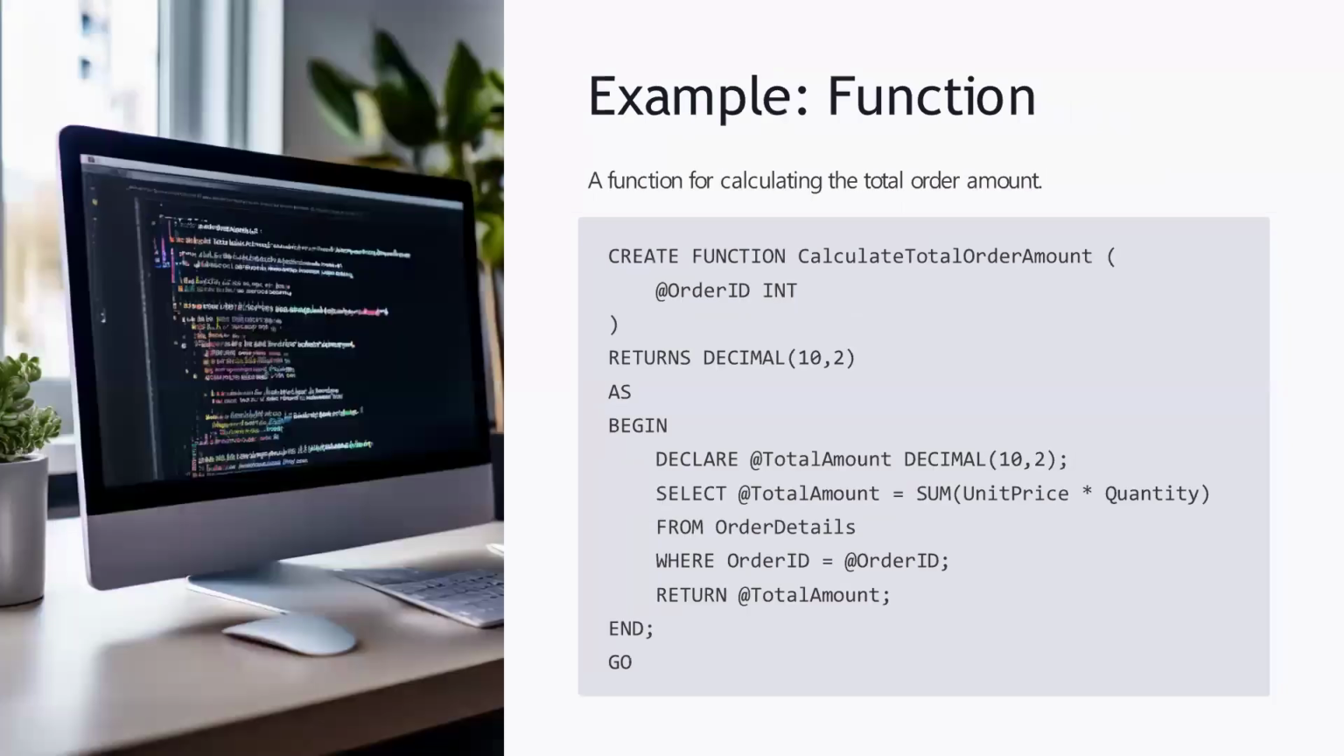Next, the function. A function returns a value or calculates a value that we can use. Here we see a function for calculating total order amount. We write CREATE FUNCTION CalculateTotalOrderAmount, and it returns the amount based on the unit price and quantity we have selected. So how can we write this? The command is CREATE FUNCTION, and we need to return the amount that is the sum of the unit price and quantity.